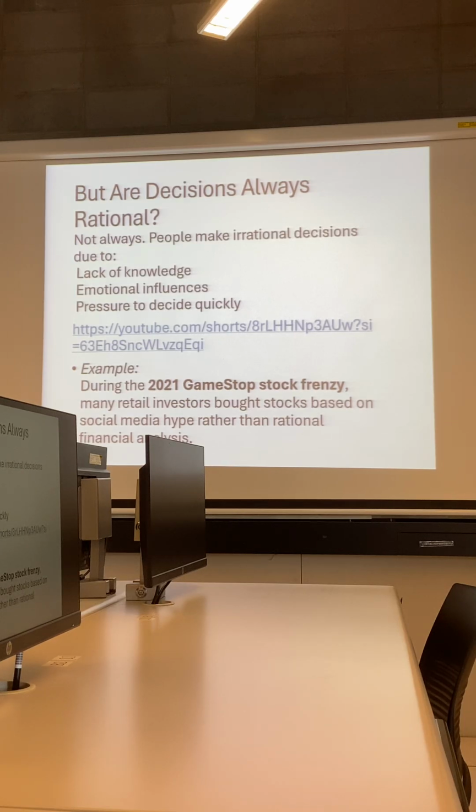The last cause is pressure to decide quickly. For some things we have a time limit to decide. For example, when you just graduate from senior high school, you need to decide quickly what university you would like to enroll in, or what kind of job. So there is pressure to decide quickly. This is the example.